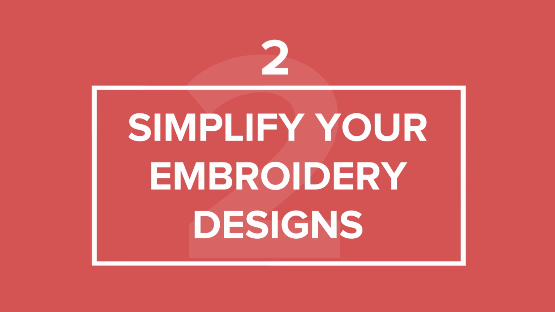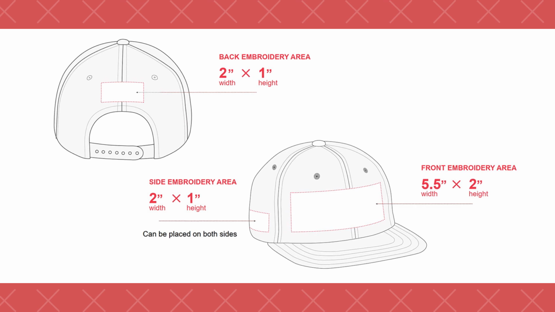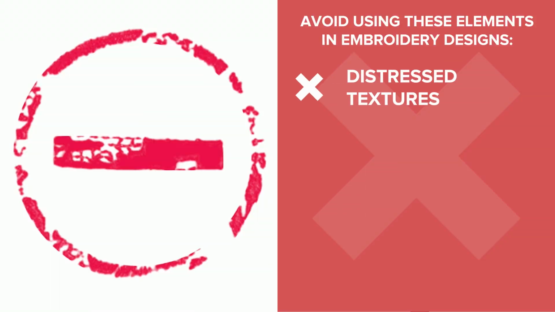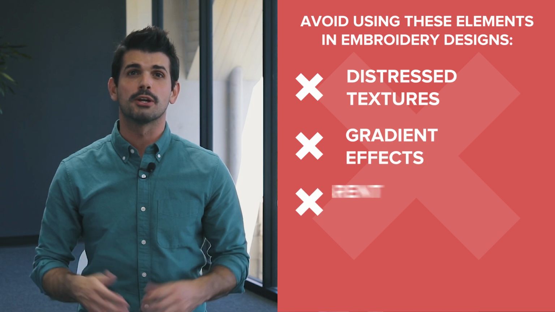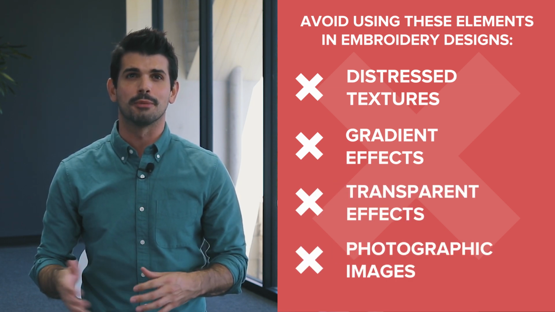Number 2, simplify your embroidered designs. The embroidery area for our products, especially hats, can be very small. So when it comes to embroidery, think big. Small, detailed, or complicated designs are incompatible with our guidelines, and they don't work well for embroidery. We don't recommend using distressed textures that have a weathered look, gradients, transparencies, or photographic images. It's physically not possible to embroider such elements with threads.